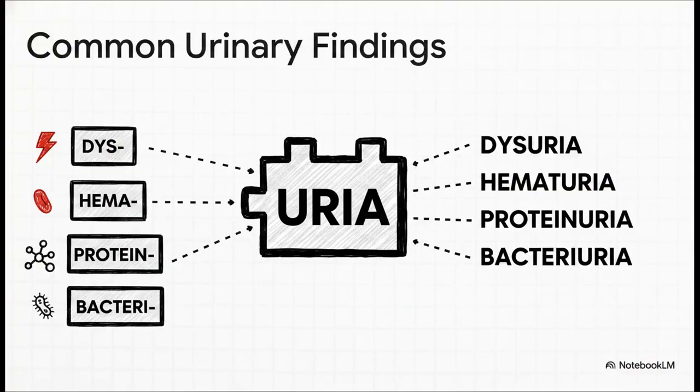Okay, pro tip here. You are going to see this ending, this suffix, -uria, all the time. It just means something to do with urine. So the real trick, the hack, is to just learn the prefixes. Dys-, hema-, protein-, bacteria-. Once you get those down, you can pretty much decode any term you'll see on a lab report. It's a game changer.